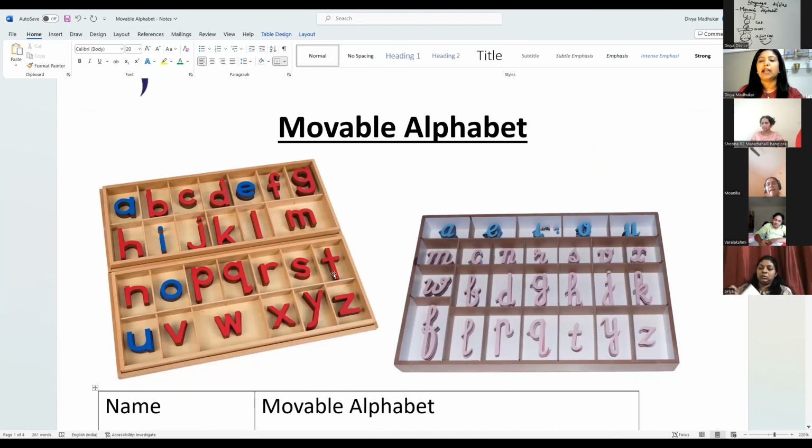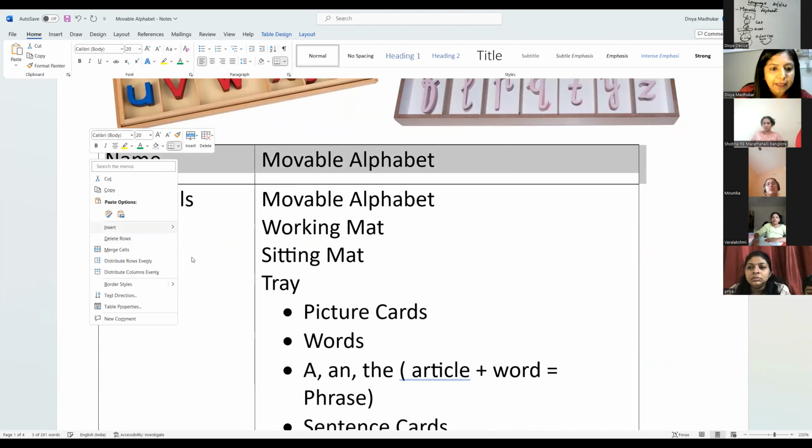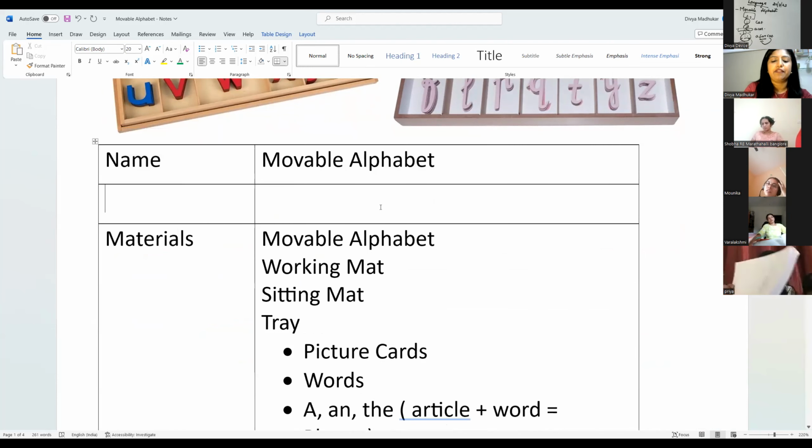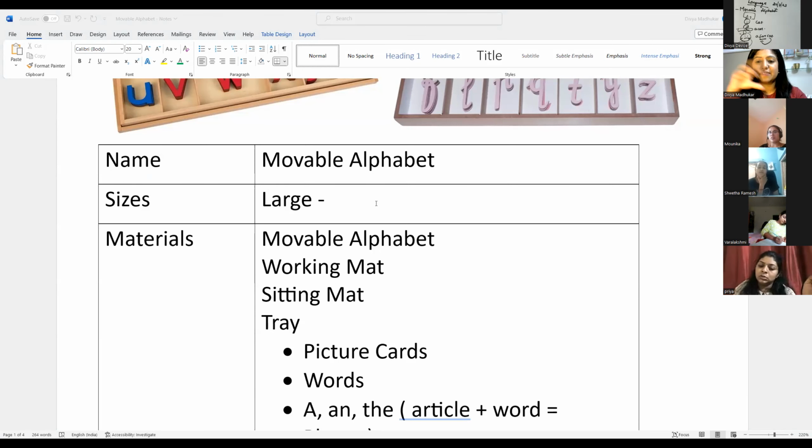Movable alphabet comes in 2 different kinds of boxes. I forgot to tell you about something. You can also note it comes in different sizes. It comes in 3 different sizes. Now it totally depends on the teacher and the school. What I showed you now is a medium one. When I order a large movable alphabet, it's very large. That's too big, so we usually don't prefer it.